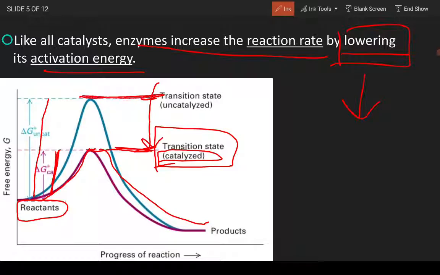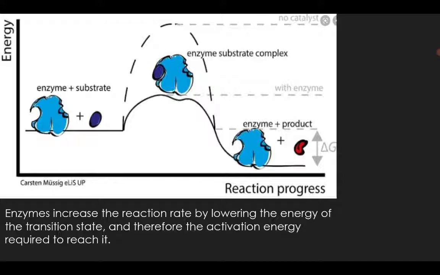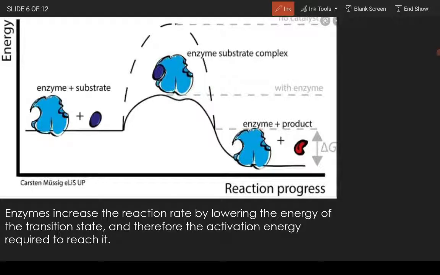Instead of the transition state of the uncatalyzed reaction, the substrate can now convert to product by having only this much energy, because the activation energy has been lowered by the enzyme. Here is another cartoon to explain it very easily. Here, enzyme and substrate are present. When there is no enzyme or catalyst, it needs to have this much energy. Here is the transition state without a catalyst.